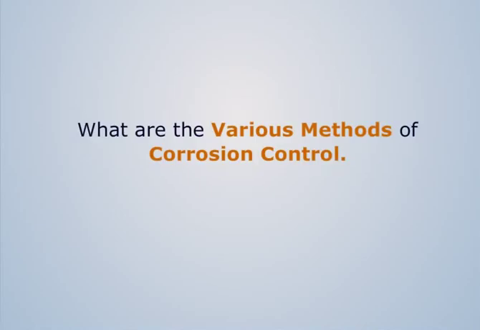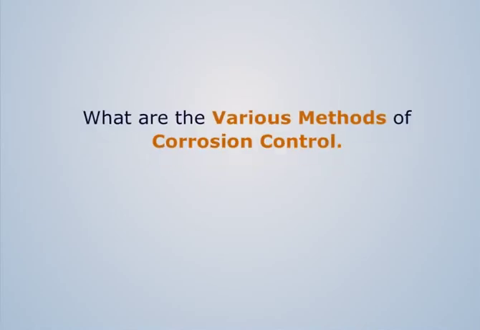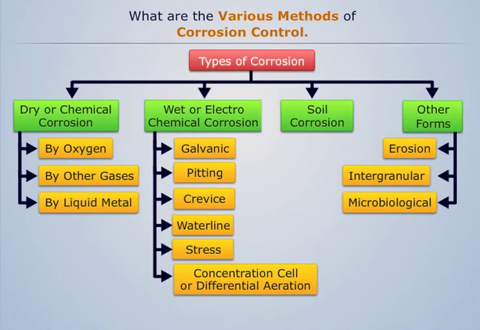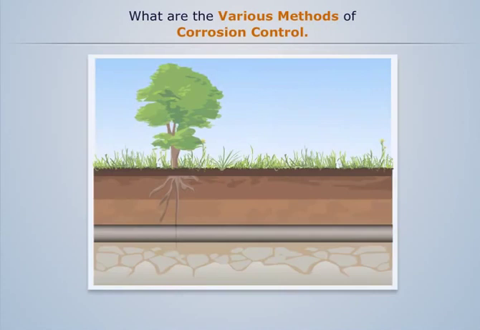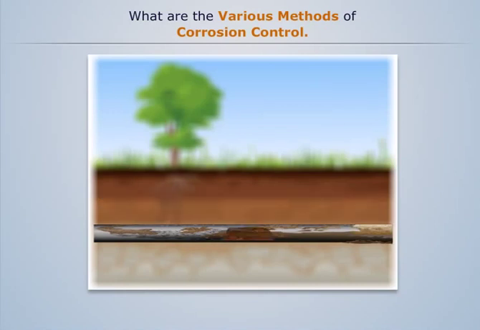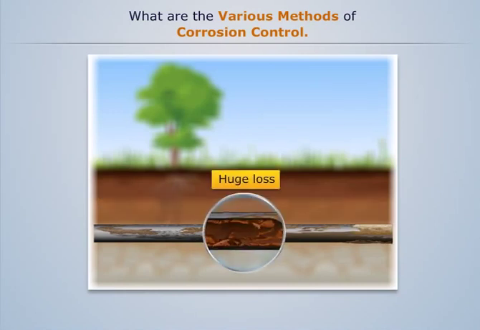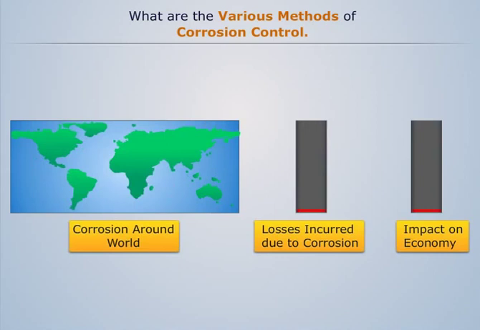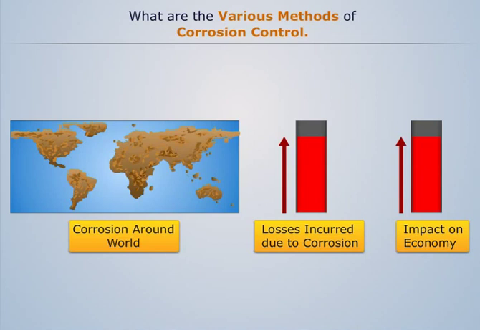What are the various methods of corrosion control? We have studied about different types of corrosion. And it can be stated that every type of corrosion process proceeds slowly, but causes huge losses in the end. In fact, the losses incurred due to corrosion are so huge that if there was no corrosion at all, then the world economy would have changed drastically.